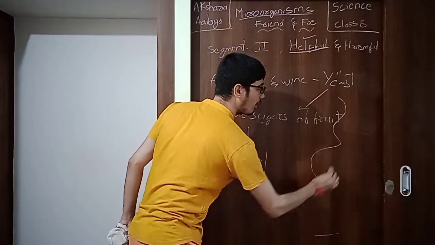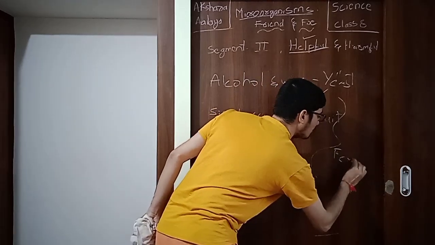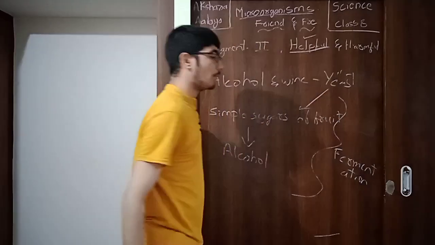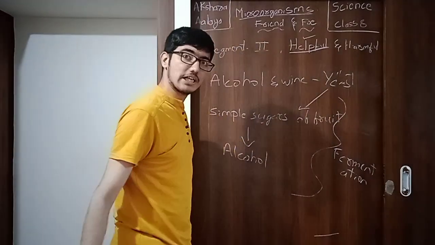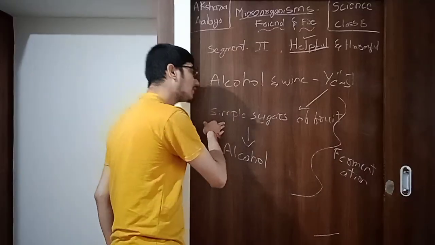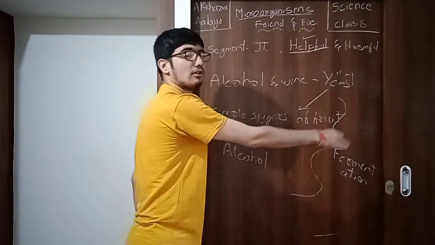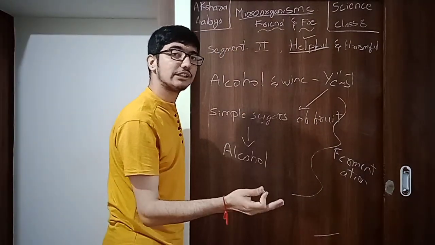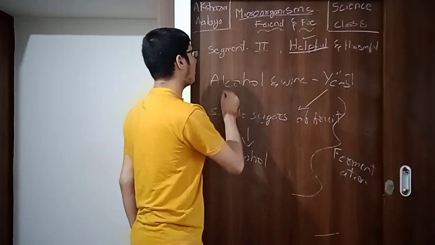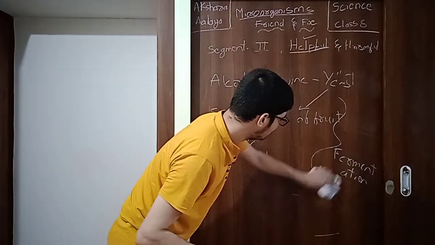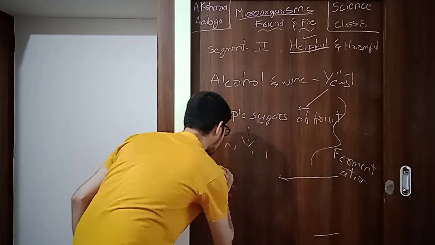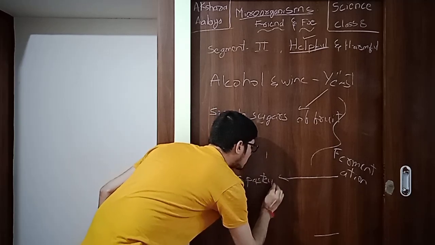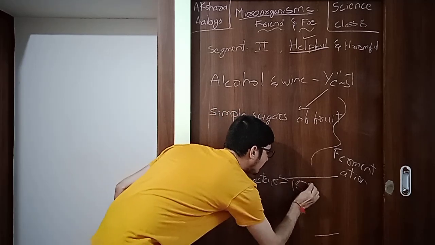The whole process is called fermentation. So we can define fermentation as a process converting simple sugars into alcohol in the presence of yeast under anaerobic condition. This process of fermentation was found by a scientist called Louis Pasteur in 1857.